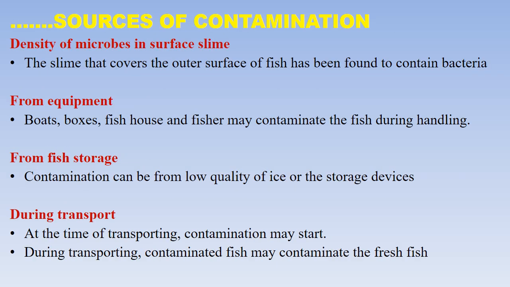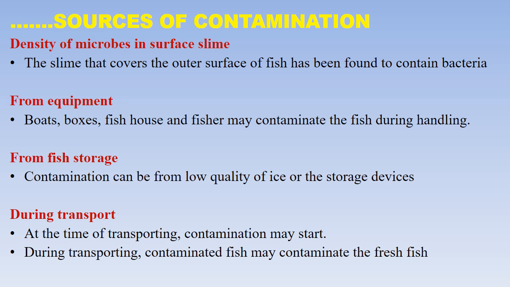In continuation about the sources of contamination of fish, which lead to spoilage: the density of microbes in surface slime. As we all know, there is a slimy layer on the surface, and if the microbial load is very high, naturally it will be a good source of contamination for the muscle of the fish. From equipment, the kind of equipment involved in catching, like boats, boxes, fish house or the fisherman himself and other appliances, they are a good source of contamination.